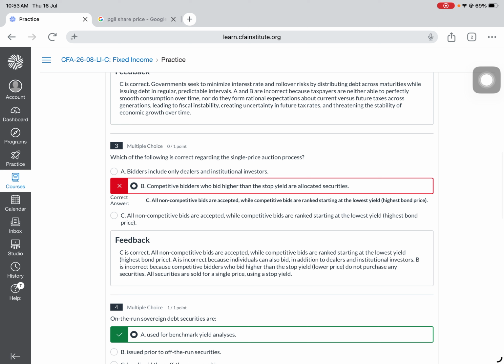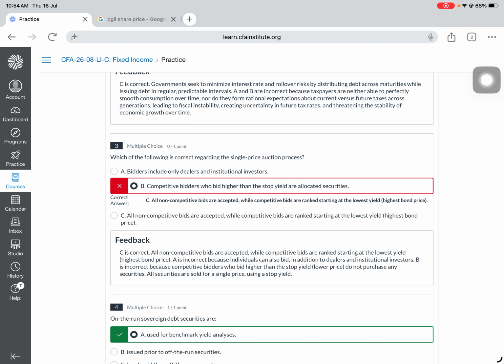Now coming to the third question, which of the following is correct regarding the single price auction process? Here, how does this auction process start? Whoever quotes the lowest yield, that means the highest bond price, that is the cutoff price. For example, it will start from 10 percent, next 9 percent, next 8 percent, next 7 percent. Since 7 percent is the lowest yield quoted and it is the highest bond price, that is the cutoff price. So for that price only, all the bidders will be allotted the bonds.